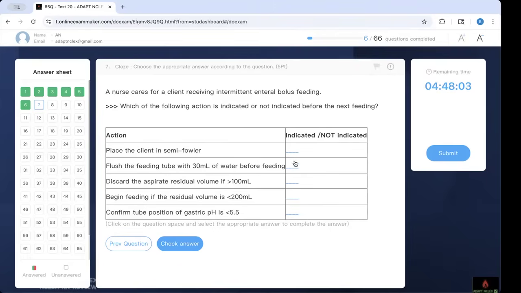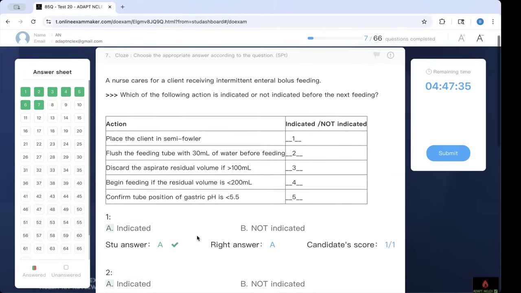I can tell you, Fowler's position is indicated to prevent them from aspirating. You need to flush the tube with 30 cc. That's adequate. You should not discard residue if it's greater than 100. Give it back to the patient, so that's not indicated. If the residue is less than 200, it does not mean you should feed them. You have to assess for symptoms. Are they bloated? So it's not indicated. And if you get a gastric pH of 5.5, no need for confirmation. It's in the right place. You don't do that. This is what you do.